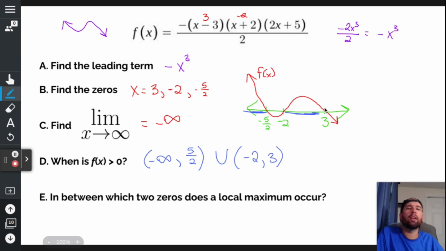Sign graph. In between which two zeros does a local maximum occur? Well, according to my sign graph, it's going to look like this. You're going up forever, so no local maximum there. You're a local minimum, and you're a local maximum. And my local maximum is going to occur between negative 2 and 3, that interval right there.